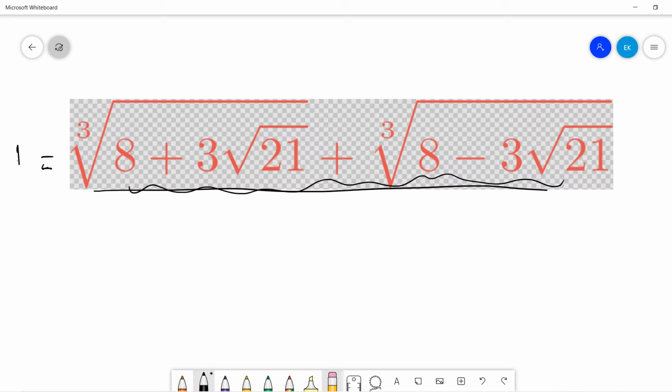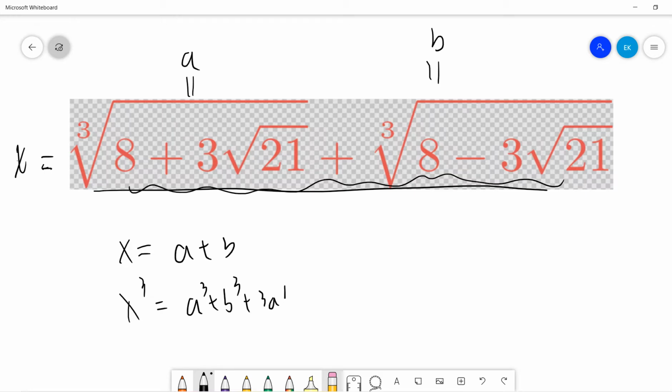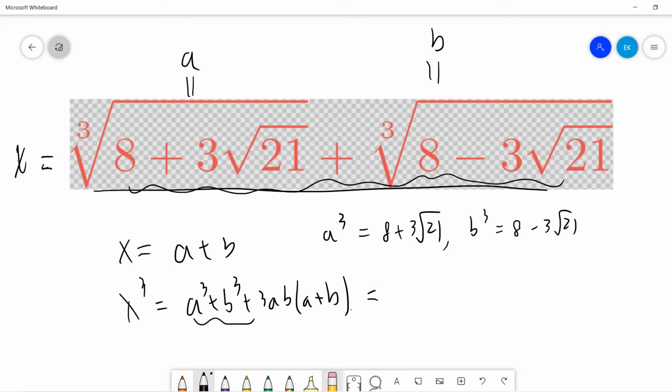In the first solution, let this be a, this be b, and x equals a plus b, and then x cubed. You see a cubed is 8 plus 3 square root of 21, and b cubed is 8 minus 3 square root of 21. So their sum will be 16 plus 3ab times x. So you need to solve this.